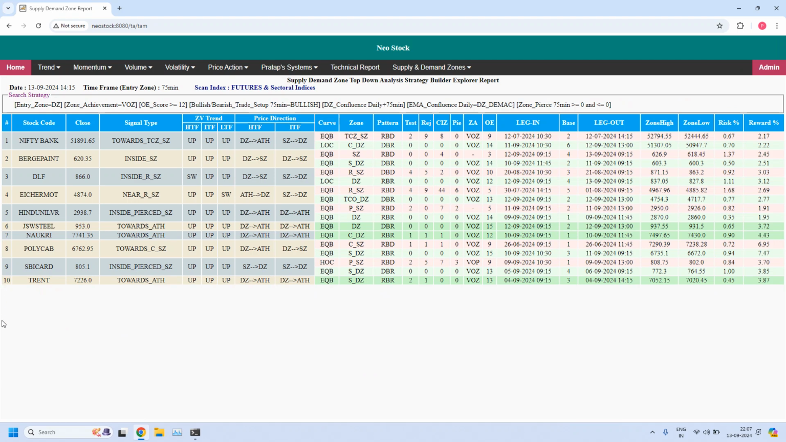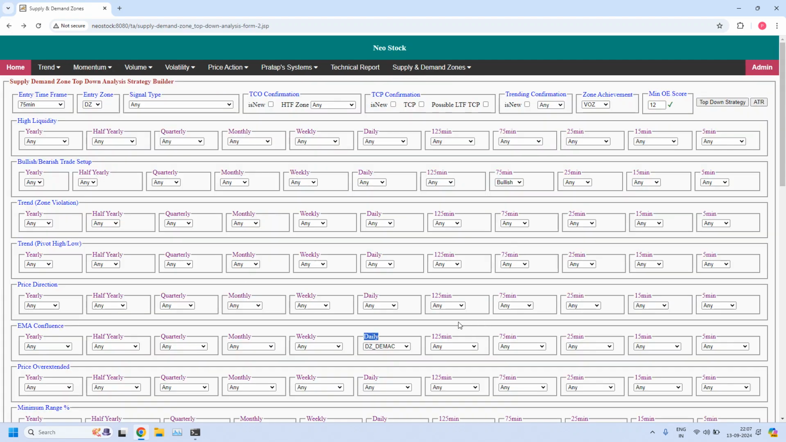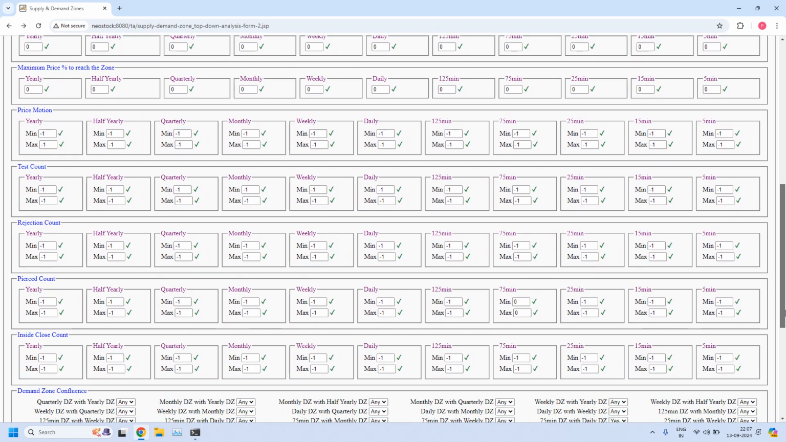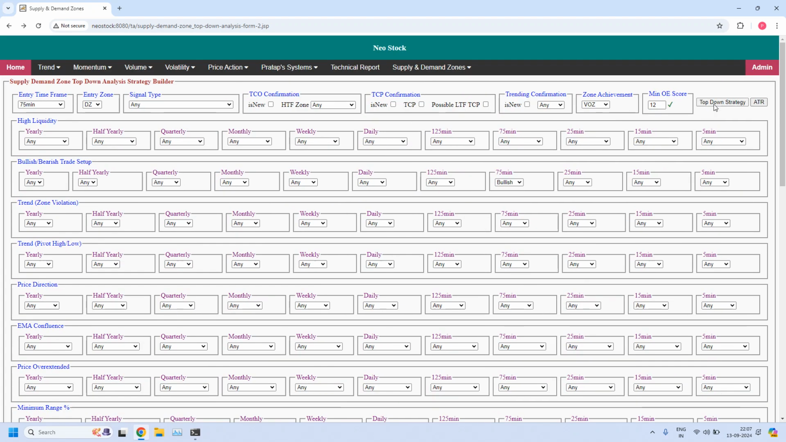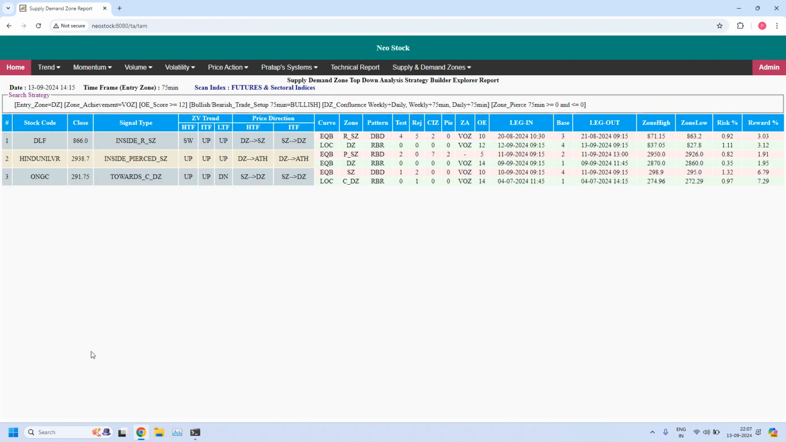Okay, next let us look for LTF, ITF, HTF confluence, that is 75, daily and weekly confluence. First we need to remove the EMA filter. I removed it. Next, in the demand zone confluence, 75 and daily is already enabled. Now I am enabling 75 and weekly demand zone confluence, and the daily and weekly demand zone confluence also. Now let's filter. So 3 stocks.